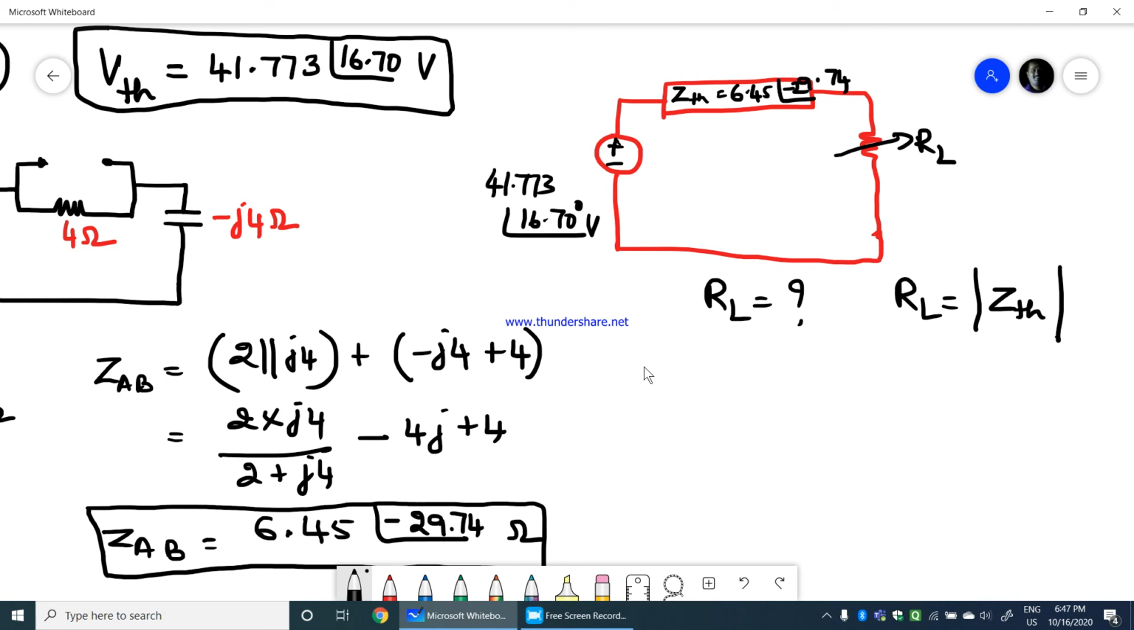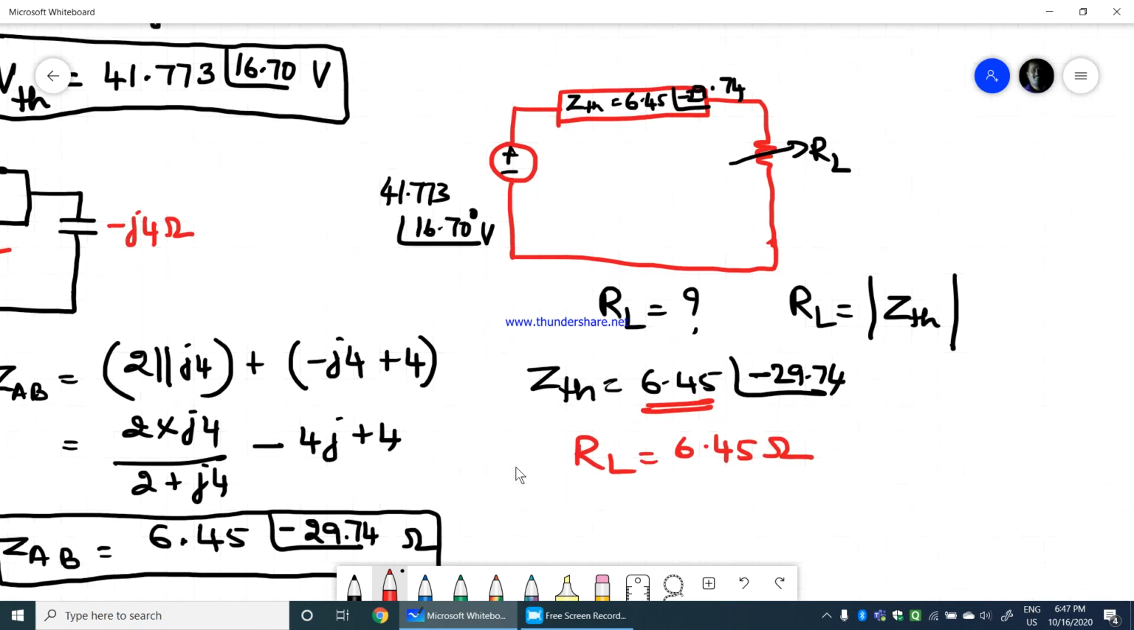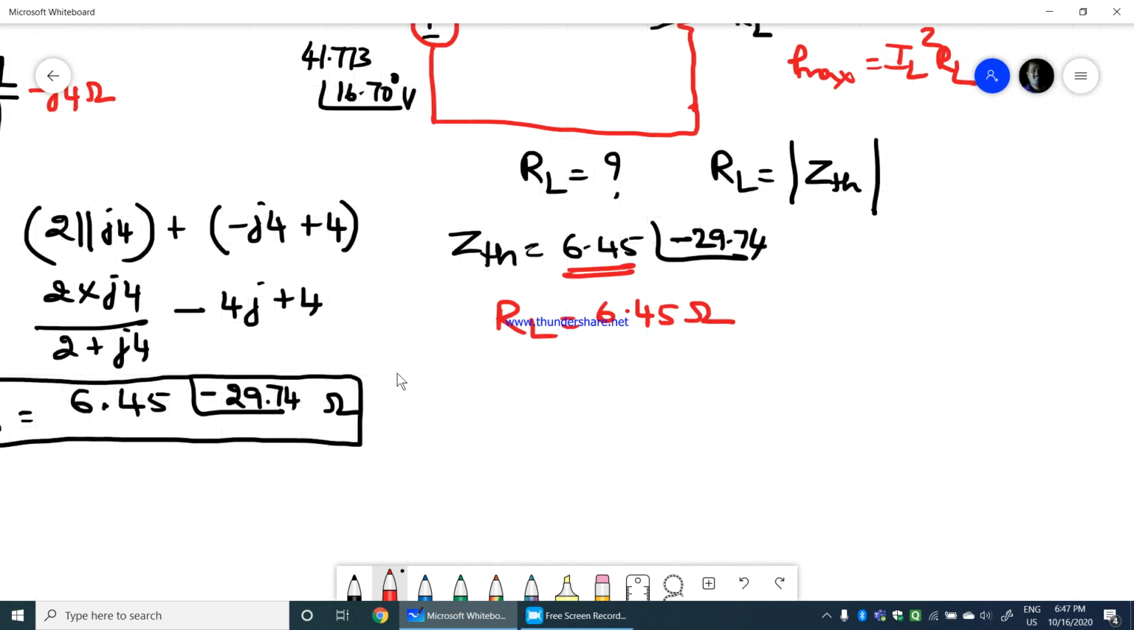Now what is the magnitude? First we need to find out what ZTH equals. ZTH equals 6.45 at an angle minus 29.74, right? The magnitude value of this ZTH would be nothing but 6.45. Therefore RL is 6.45 ohms. Now for this we need to find out what IL is first, because maximum power can be calculated by IL square into RL. So if you do that calculation, IL would be equal to what?